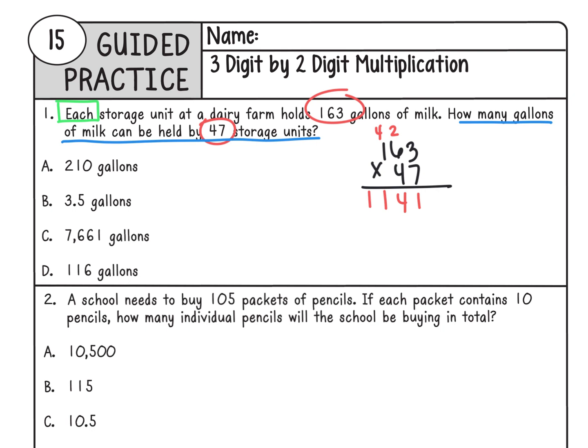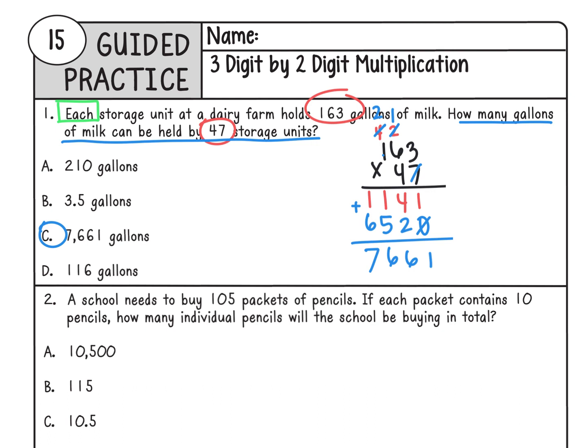Now what do I have to do next? 0. Very good. Before I do anything else, I want to cross out everything I've already used and put 0 the hero. Now I can start multiplying the 4 times the 3, which is 12, carry my 1. 4 times 6 is 24, plus 1 is 25. And then 4 times 1 is 4, plus the 2 is 6. So I'm going to add those together. And my answer should be C.